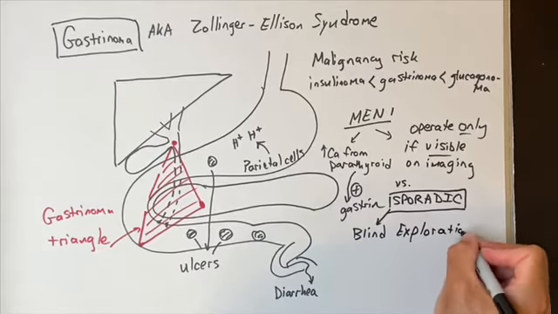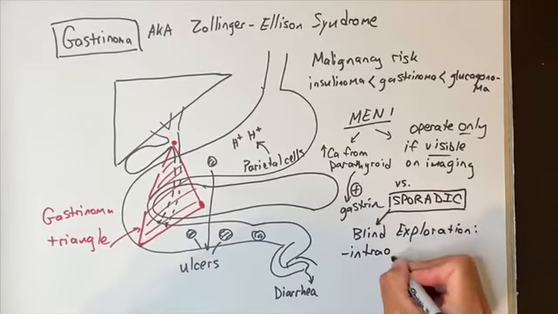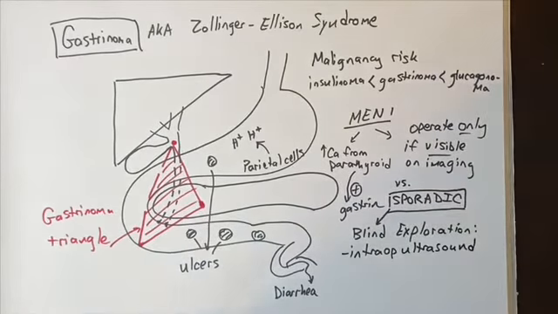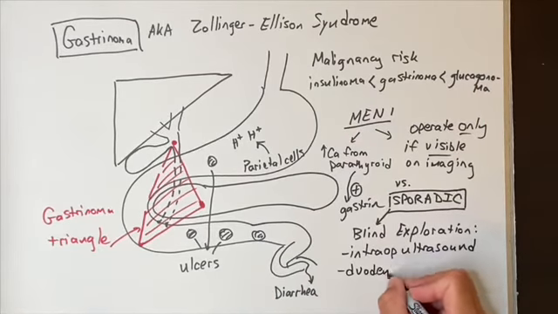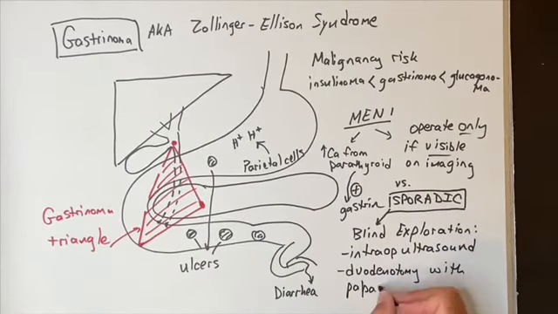Exploration for a sporadic gastronoma without preoperative localization should include the following: intraoperative ultrasound, and perhaps a duodenotomy with palpation for submucosal gastronoma in the duodenal wall.